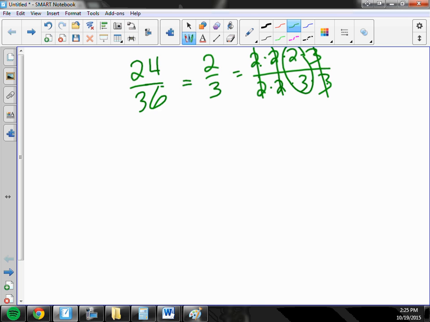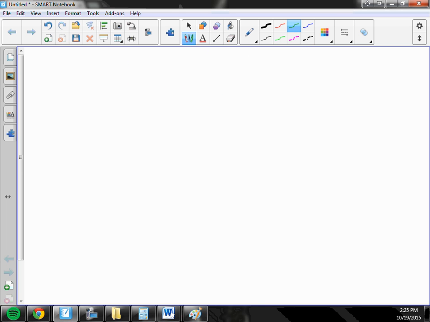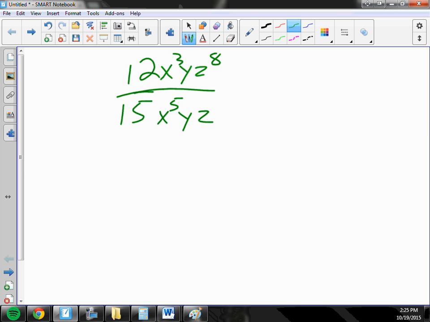Okay? Well, what if I had 12 over 15, well, 12x to the third y z to the 8th over 15x to the fifth y z? We could do negatives, but we're not going to today. So, are there any numbers that come out? A 3. So, the 12 and the 15 would simplify down to be 4/5.